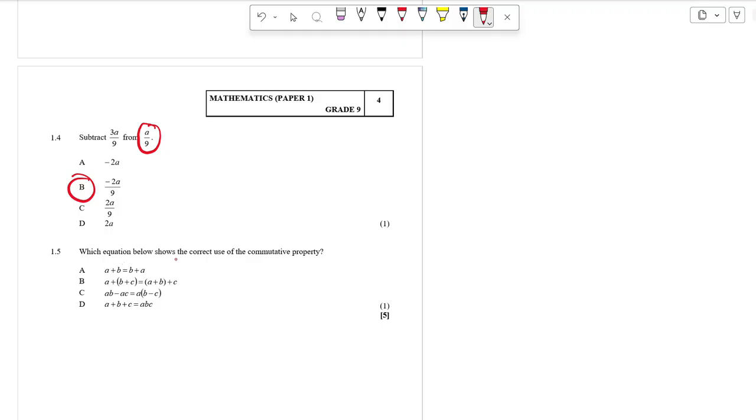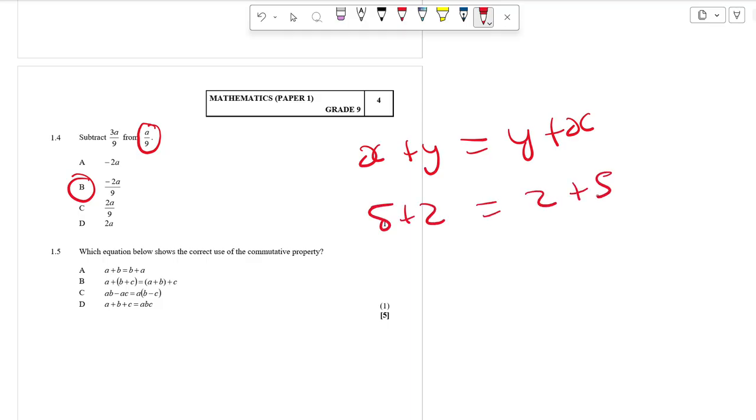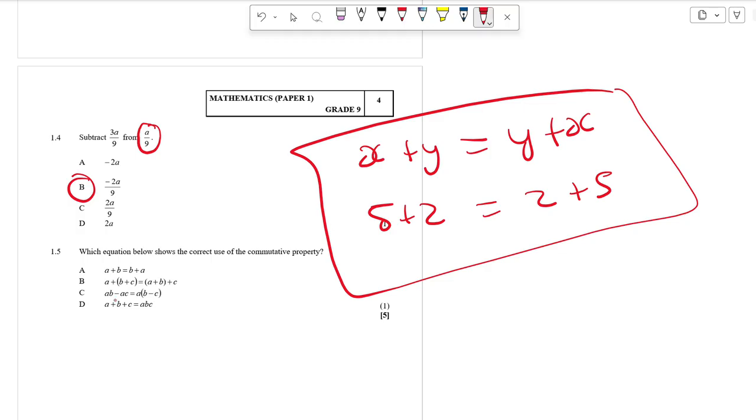Which equation below shows the correct use of commutative properties? Okay, commutative property is like x plus y is the same as y plus x. This is what we call commutative. When you say 5 plus 2 is the same as 2 plus 5, it doesn't change anything. That's what we mean by commutative property. So you have to look for something like this in the equations.